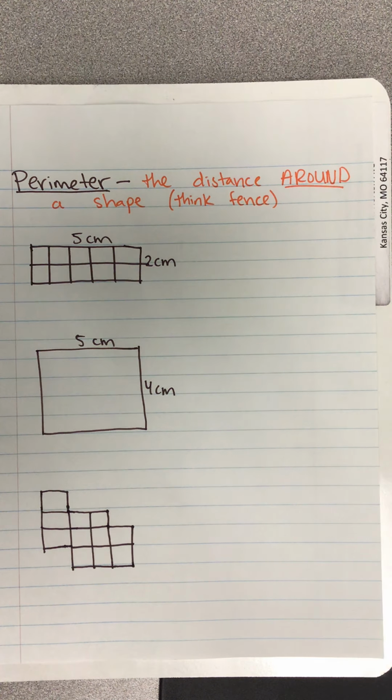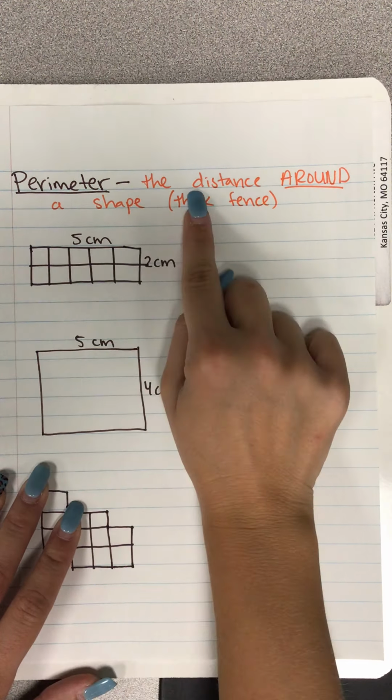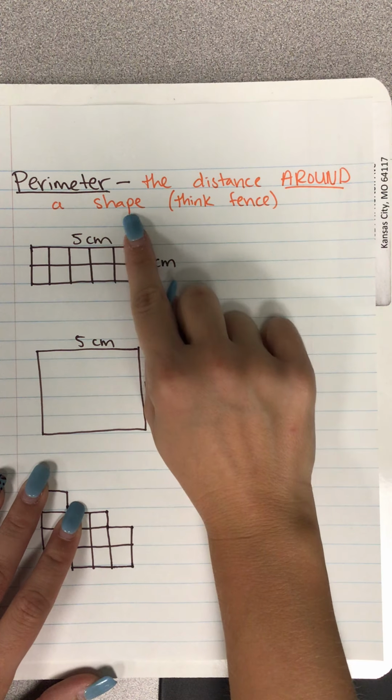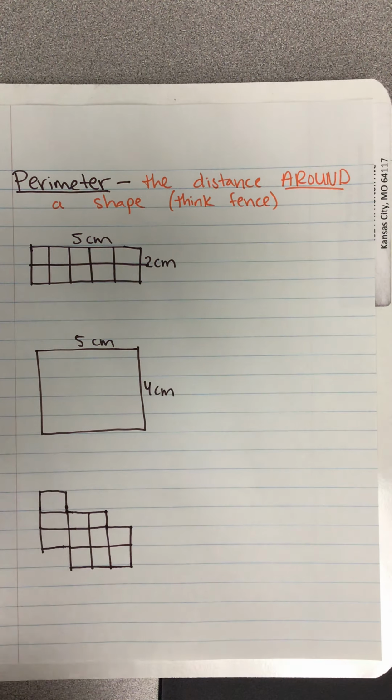Today we're going to talk about perimeter. And perimeter is the distance around a shape. So think of a fence. If you're trying to figure out, like our garden, we might think of a fence around a shape is what we need to measure.